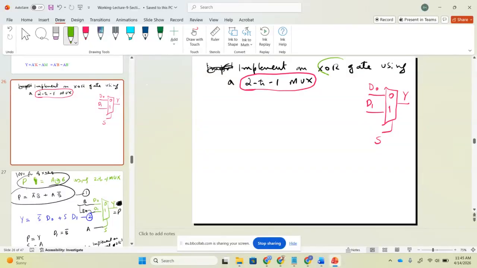Now we want to implement an exclusive OR gate, which is in the green color. If I say implement an exclusive OR gate using a 2 to 1 multiplexer, can I write an expression for the exclusive OR gate? Let's say P is equal to M exclusive OR T. Got it or not got it? Can I write something like this?